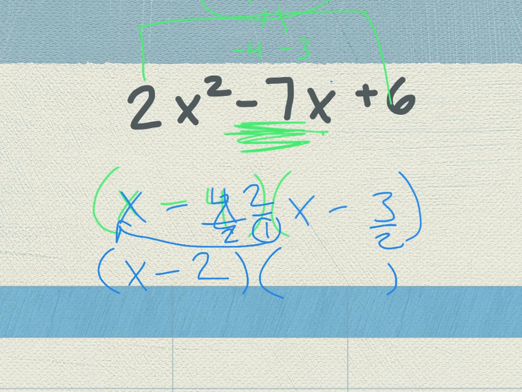Now we have x minus 3 halves. Can 3 halves simplify? No. So what do we do with the denominator? 2x minus 3. Perfect.